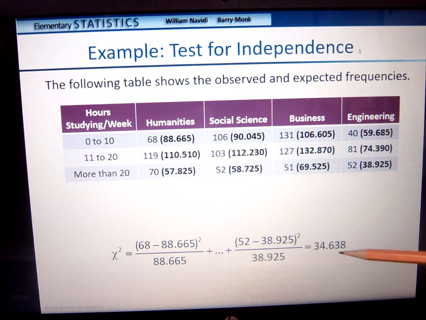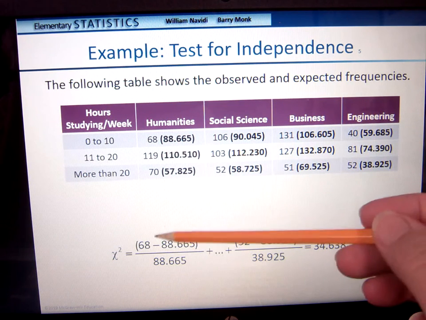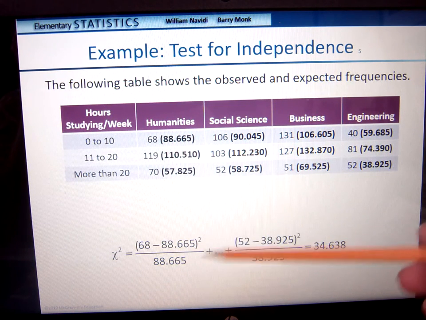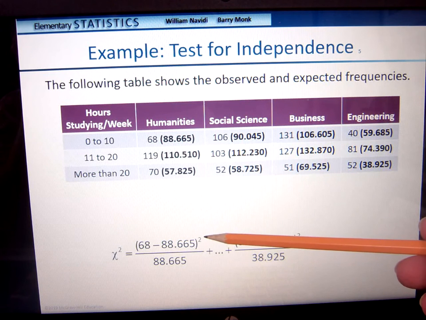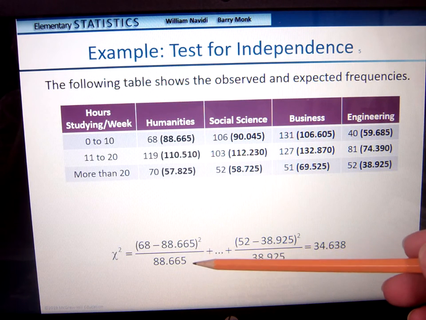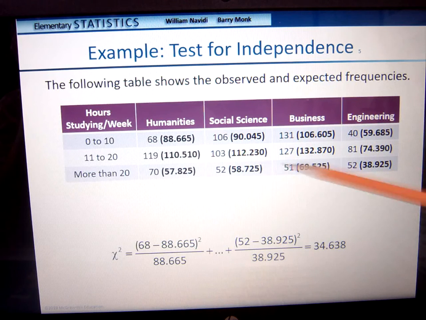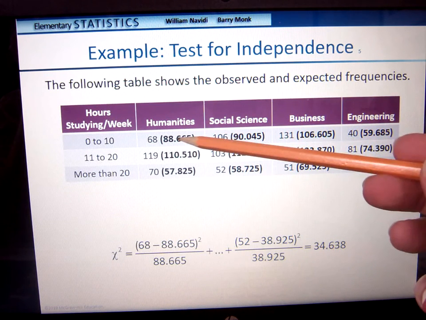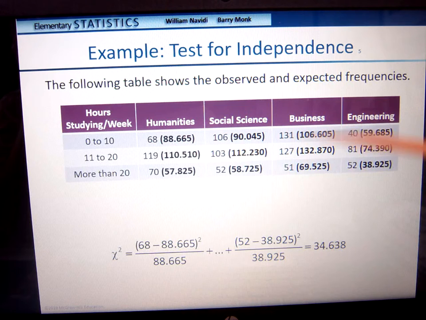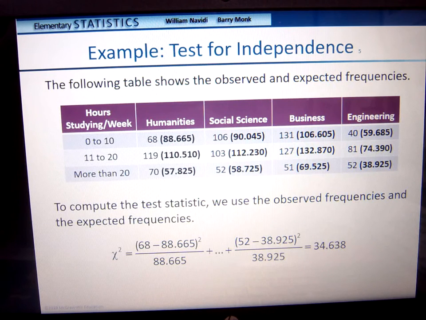34.638. So once again, observed minus expected quantity. After you do that difference, you're going to square it and then divide by the expected. After you do that to each and every one of these, you're going to add them all together. From the first one to the last one, we add them all together and we will get 34.638. Now we're going to compare this number.